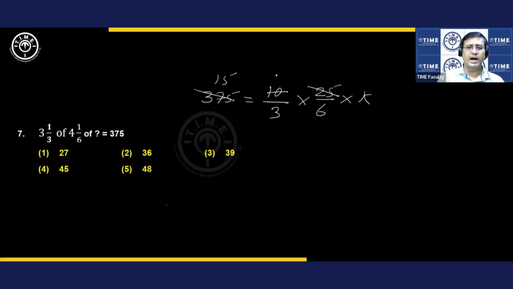What next? 5, 2 times in 10, 3 times in 15. What about 2? 3 times in 6. What is the value of question mark? 3 into 3 into 3, that is 27. So what is the right option? Option number 1. First choice is the right answer.